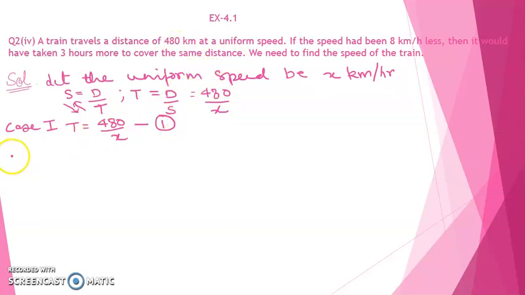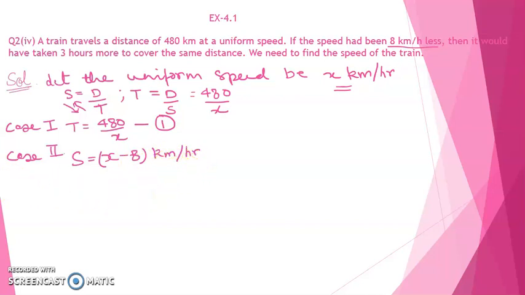Now case 2. Okay, if we see the question carefully, it says if the speed had been 8 km per hour less. Okay, so this means initially the speed was x. See here, speed was x. Now in case 2, speed will be x minus 8. Understand this carefully, x minus 8 km per hour. Why, students? See, because it is given here, if the speed had been 8 km per hour less. Okay, so that is why speed will be now in case 2, x minus 8 km per hour.